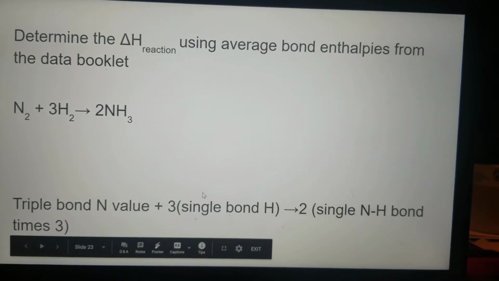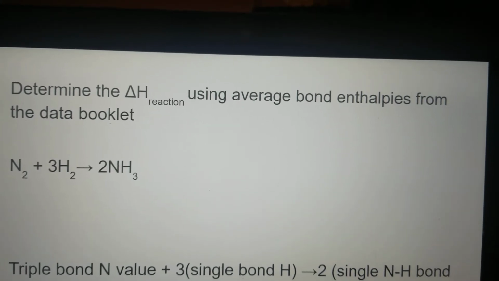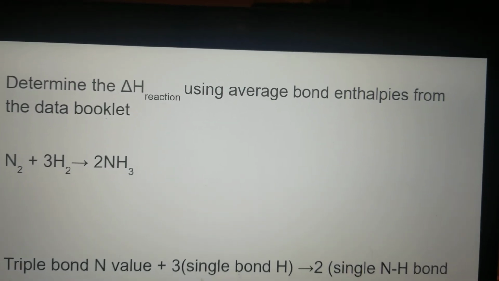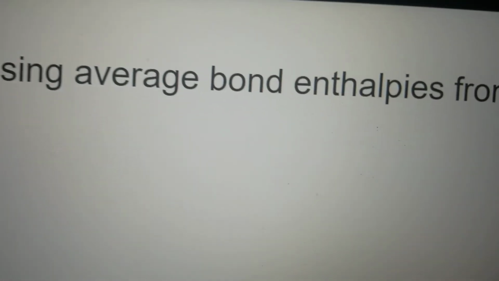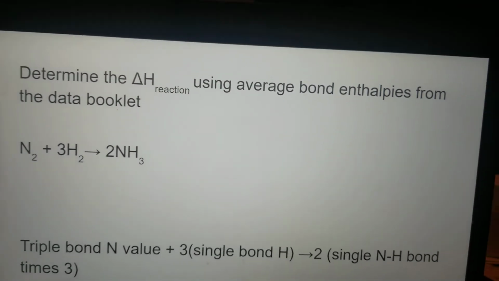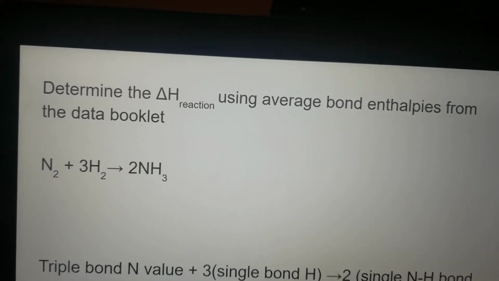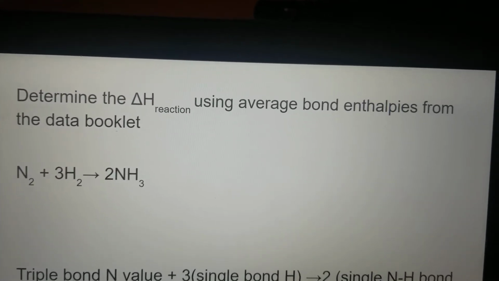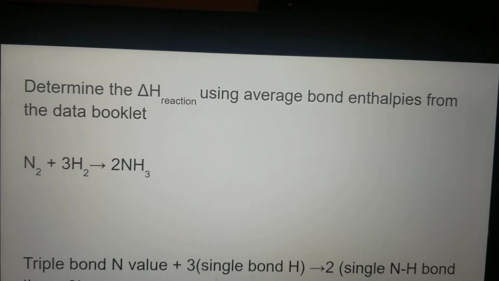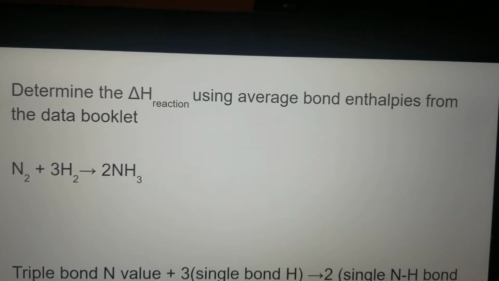Okay, here's our example then. Determine the delta H value of the reaction using average bond enthalpies. So I'll show you where to find that in the data booklet. And here is the reaction that we're going to be using. So N2 plus 3H2, and it forms 2 moles of NH3.